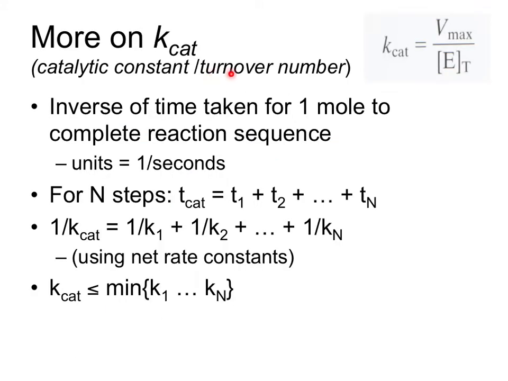kcat, the catalytic constant or turnover number, defined as the Vmax over the total enzyme concentration, is the inverse of the time taken for 1 mole to complete the reaction sequence, and the units are reciprocal seconds. For n amount of steps, the time for the catalysis is equal to the sum. Same thing, 1 over kcat is equal to the sum of the different rates. And kcat is less than or equal to the minimum of k1 all the way to kn.